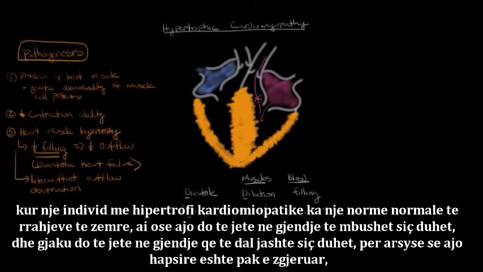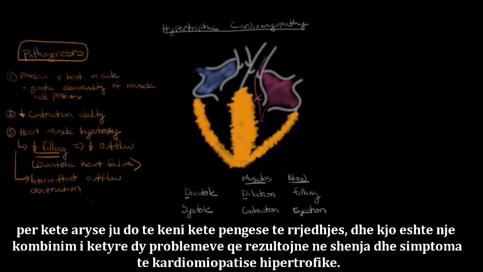versus when an individual with hypertrophic cardiomyopathy has a normal heart rate. He or she will be able to fill properly and blood will be able to get out because that space is a little bit expanded. So that's why you have this intermittent outflow obstruction. And it's the combination of these two problems that result in the signs and symptoms of hypertrophic cardiomyopathy.